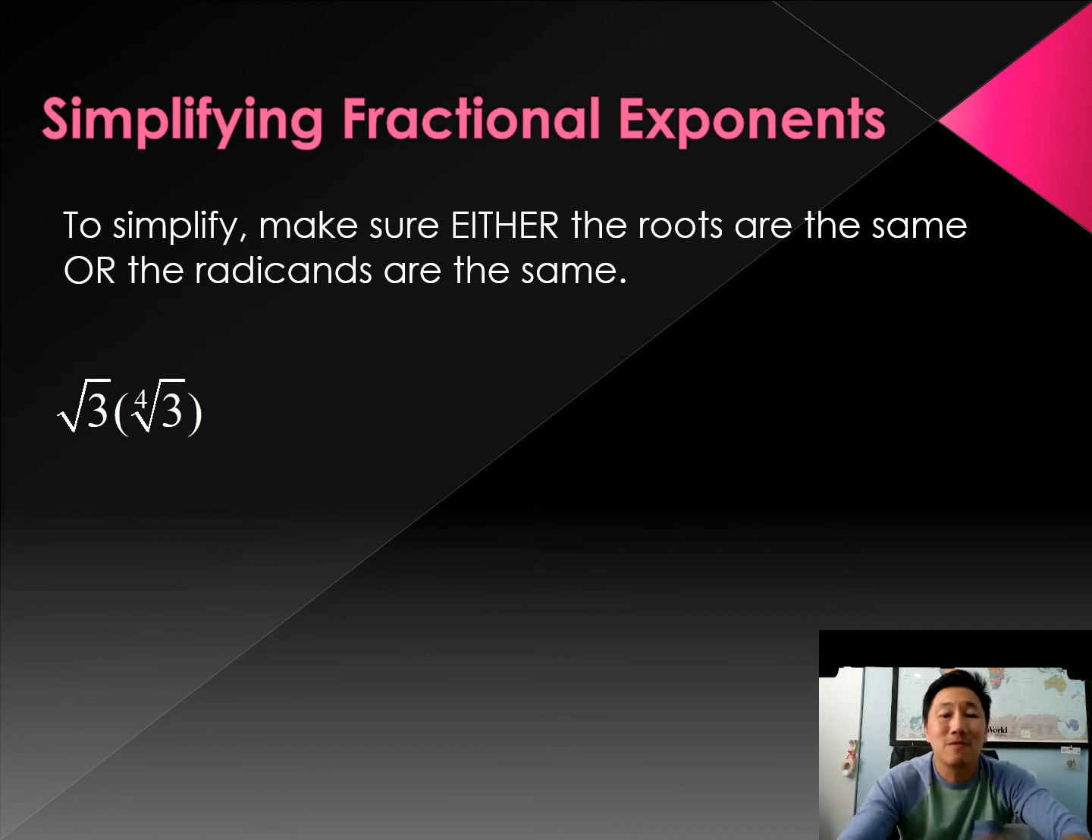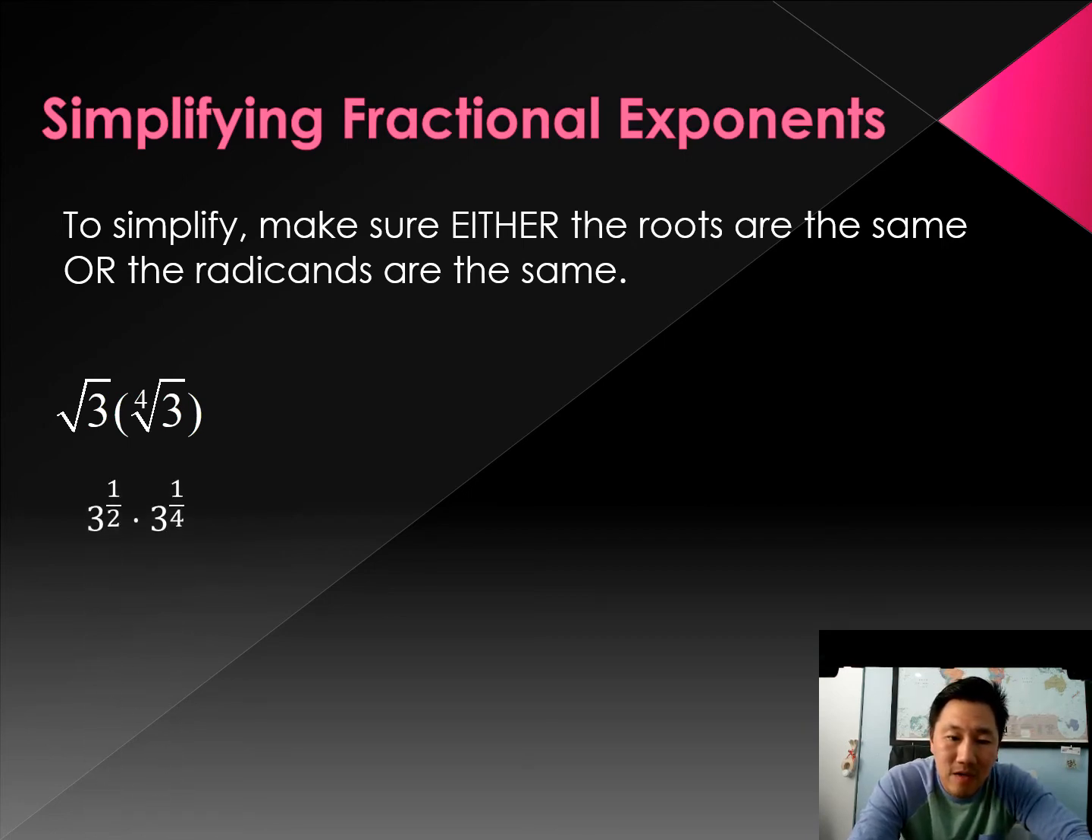All right, simplifying fractional exponents. All of that led to simplifying these things. To simplify, make sure either the roots are the same or the radicands are the same. So they give you a problem that looks like this. Notice the radicands, 3 and 3, they're the same. We're going to try to simplify this by changing it first to exponential form with the fractions.